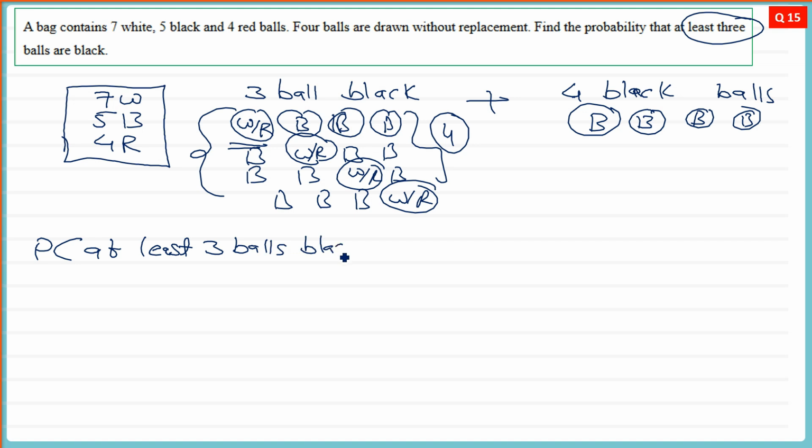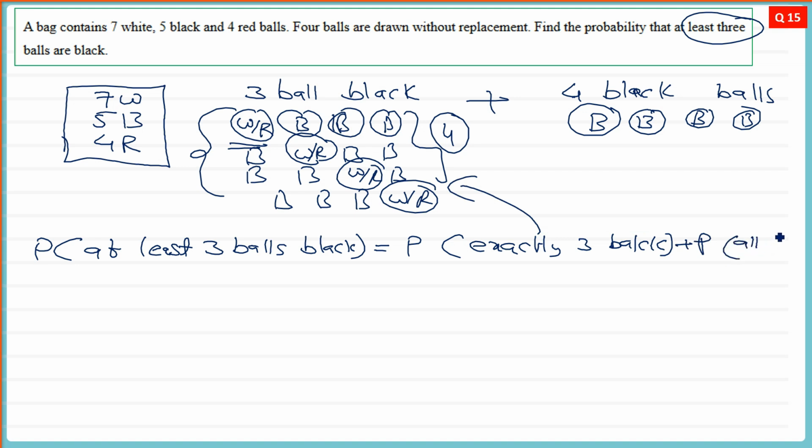So what we are suggesting here is probability of at least 3 black balls is equal to probability of exactly 3 black balls, where the other one, which is the leftover, that is the 4th one, can be any of it, white or red, and probability of all 4 blacks has to be added. These are the 2 possibilities that need to be added. Now just take any of these and multiply by 4, because the probability is going to come same.